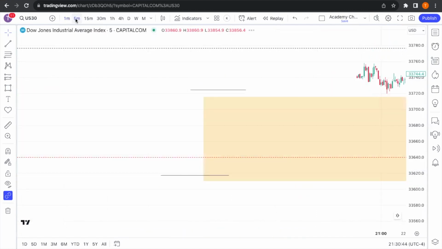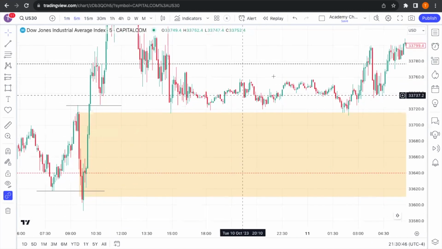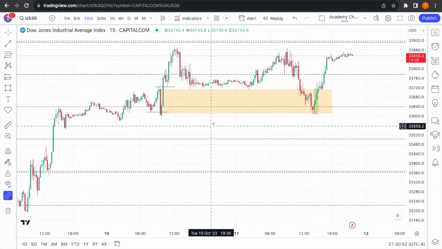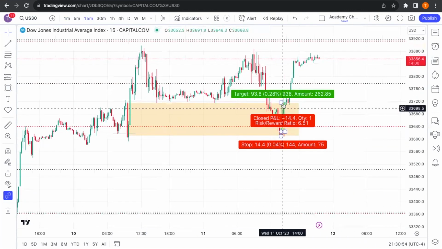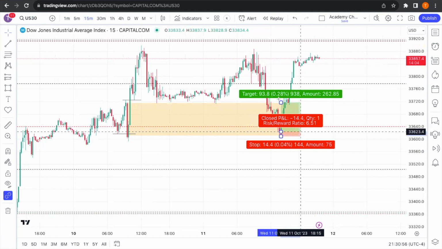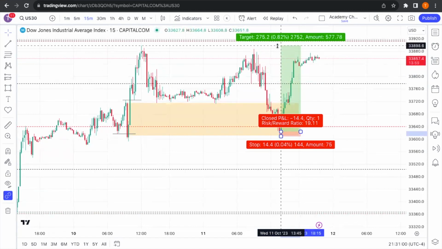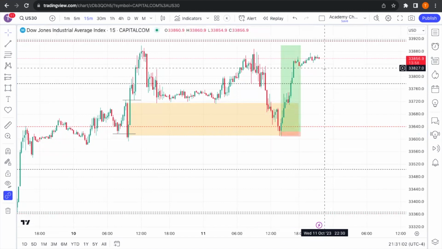Now, as it breaks out of the order block, right? You don't have to take profit there. You'd be aiming probably for the high of the day or high of the week. 20 to 1.